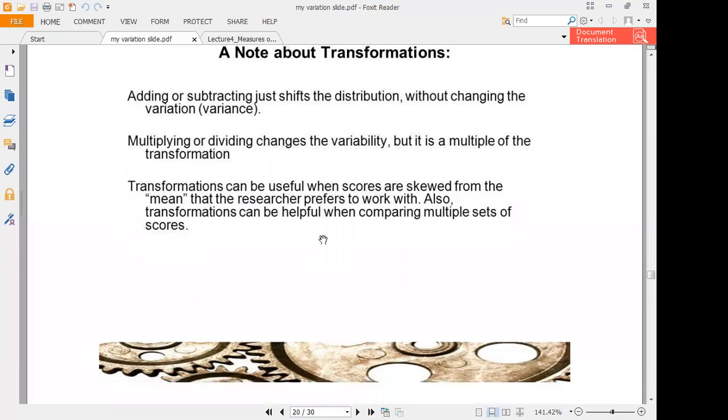And how about the mean? If you are transforming, does it affect the mean also? Yes, it affects the mean.